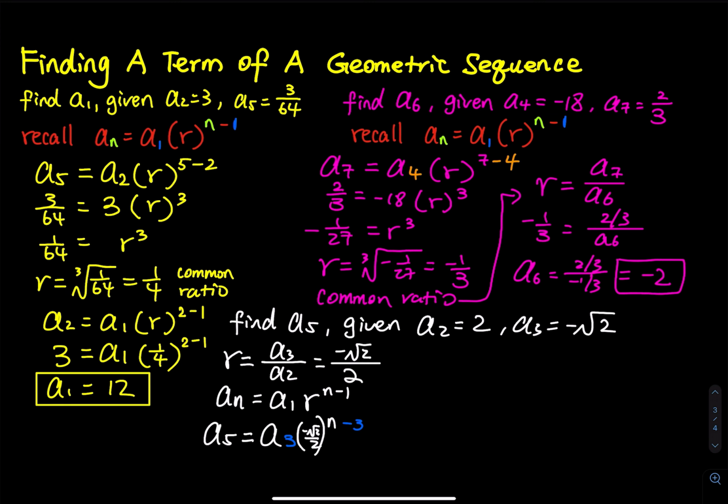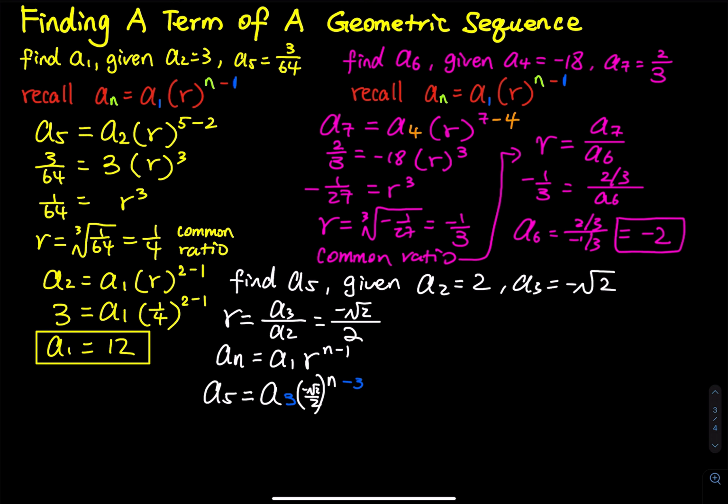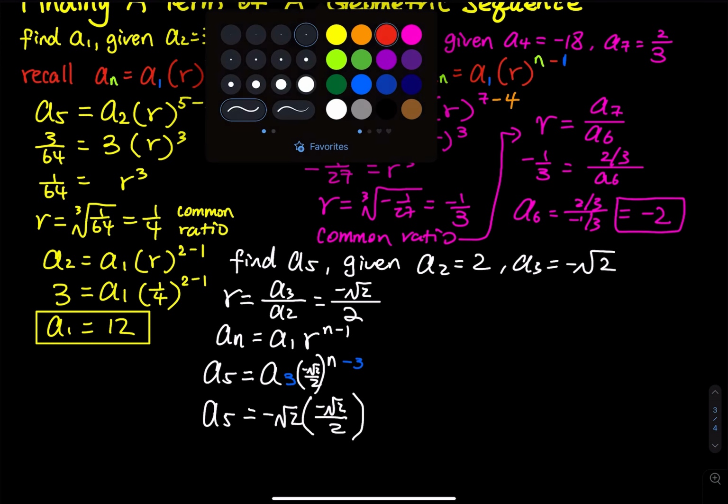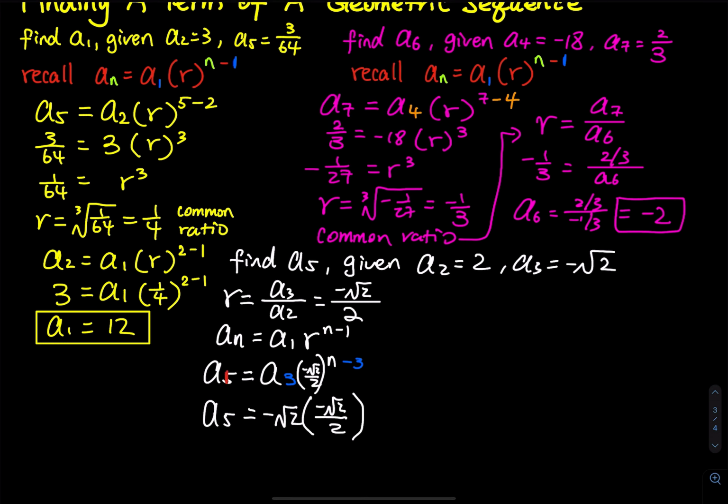All right. Plug in everything we know. So what is a5? We don't know what a5 is. a3 is -√2, and then the fraction -√2 over 2, to the n minus 3. So that is going to be a5 minus 3. Okay, so I can edit the previous line. I am going to change that to a red 5, and change this to a red 5. That should be much easier to read. And then this is going to be an a5.